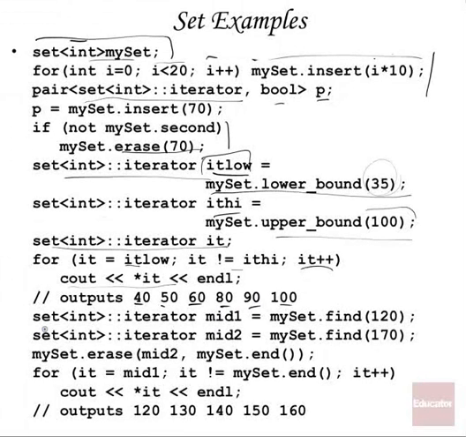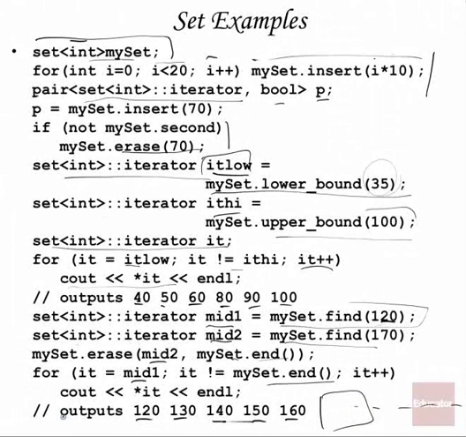And we'll do another one. We'll get mid1. We're going to find 120. It's mid2. We're going to find 170. And we're going to erase from mid2 to the end. And then we're going to iterate through the loop from mid1 until the new end and print it out. So 120 is here, 130, 140, 150, 160, 170 on to the end has been erased. So these are some operations working on an integer set.